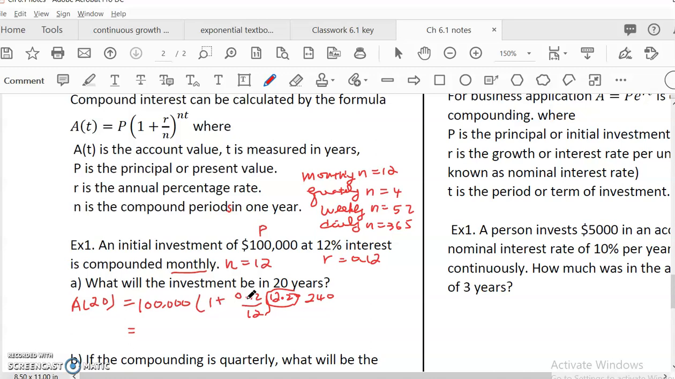You can use a scientific calculator. 100,000 times open parenthesis 1 plus 0.12 divided by 12, close parenthesis, to the power 240. So I got that. Oh, that's a lot of money. About 1 million, I guess. 1,089,255.37. So that's the final investment in 20 years.